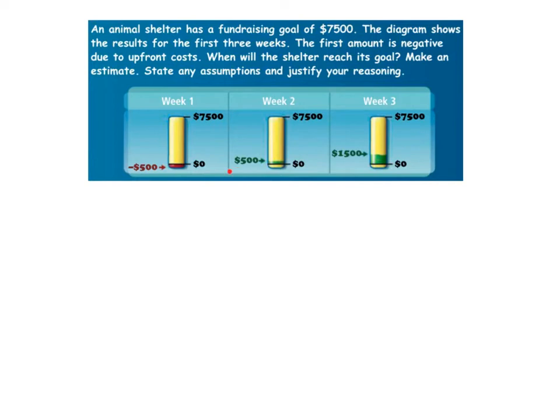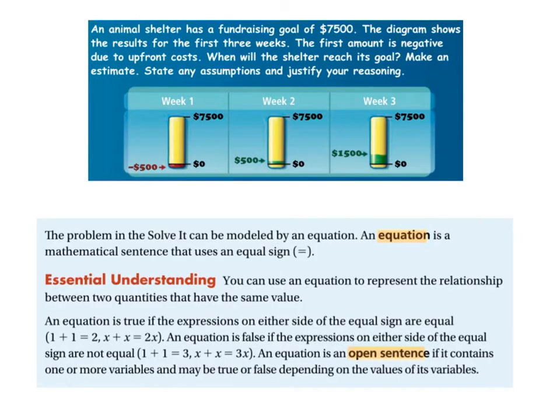How much did it change? It went up by 1,000, right? And between week 2 and week 3, it went up another 1,000. Make an estimate, state any assumptions, and the basic idea is that, and we'll leave that for later, you can model this by an equation.